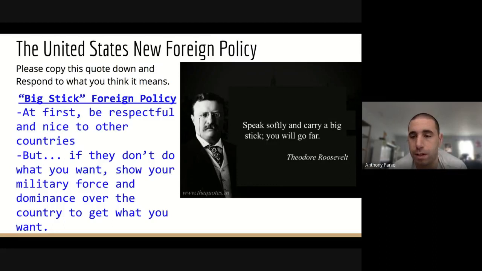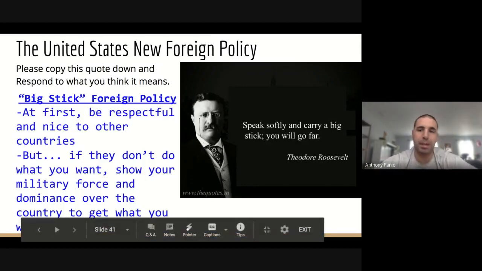So Teddy Roosevelt here basically is saying America has a very strong military. We're a very strong country. We're a world power. We're going to try and treat other countries nicely and work with them peacefully and, is my word, diplomatically. But if they don't go along with what we want, we're going to use military force to get what we want. All right. So his quote, "Speak softly and carry a big stick, you will go far," basically says, be nice and respectful. If countries don't go along with us, we're going to show them the big stick, our military, and we'll go far with it.